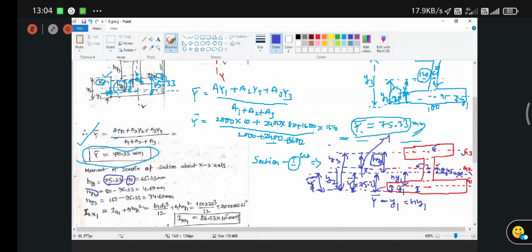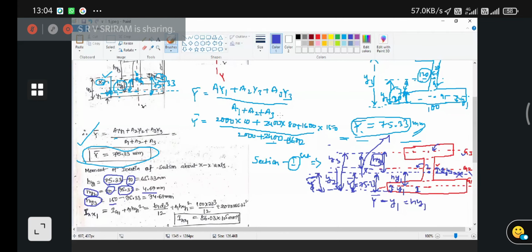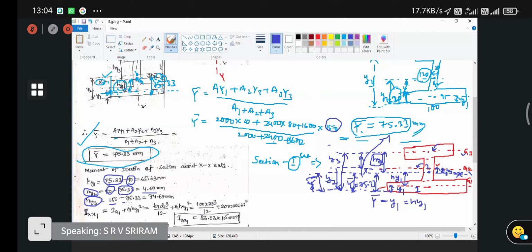Okay, so hy2 value is how much? If you clearly observe, 80 is my second section centroid value, minus the total centroid of the I section, which gives 4.67. Why I am finding this is in order to apply the parallel axis theorem about the centroidal axis. So hy3 is how much? Our y3 value is 150, as we have found here. So y3 minus y bar is nothing but 75.33.